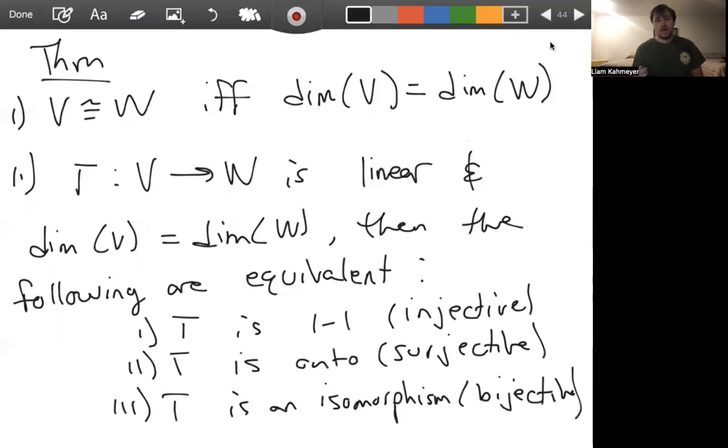So if you have a linear transformation between two vector spaces of the same dimension, if you can show they're injective, then you know it's a bijection. Injections, surjections, bijections, they're all one and the same in the context of linear transformations from a vector space of a given dimension into another vector space of that same dimension, right? Because we know they have to be isomorphisms by part one of this theorem.